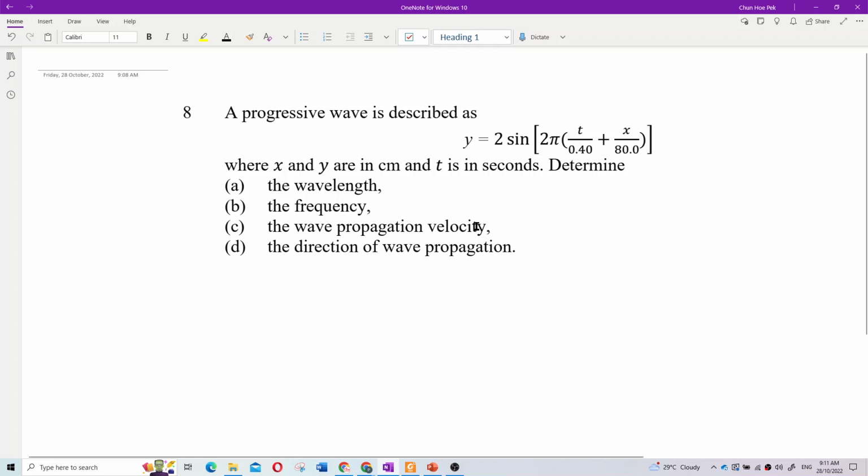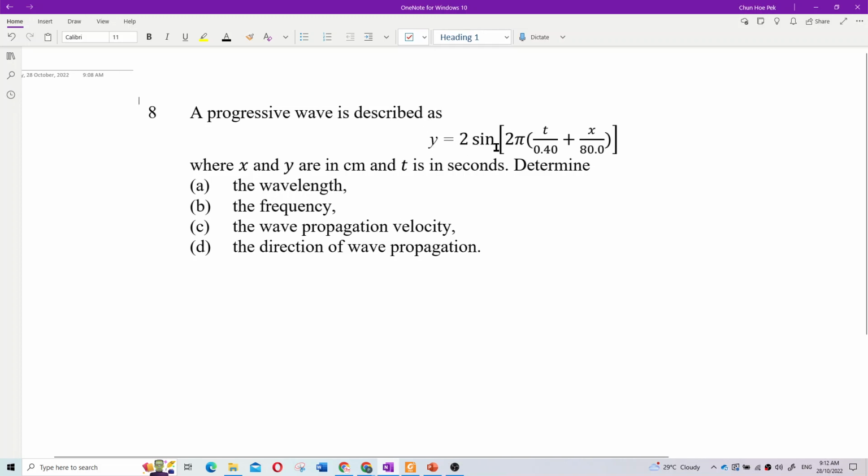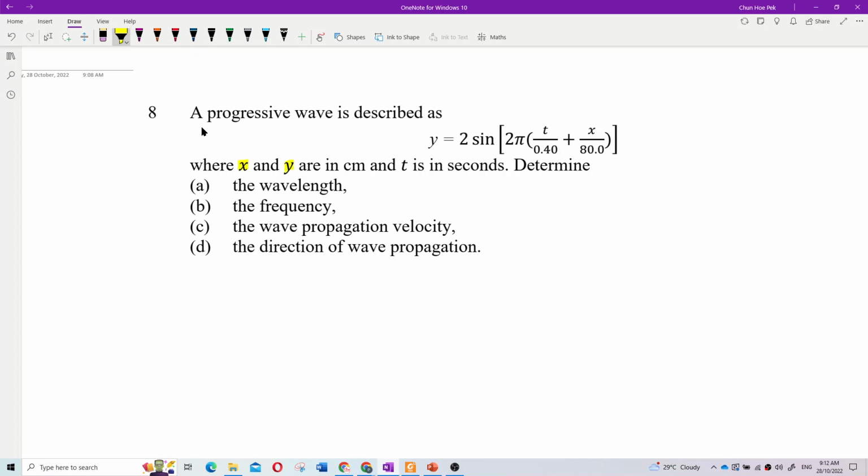Okay, it's recording. A progressive wave is described as y equals 2 sine 2 pi, this equation, yeah? Where x and y are in centimeters and time is in seconds. Determine the wavelength, frequency, wave propagation velocity, and direction of wave propagation. What I want you to pay attention to is this part: he says x and y in centimeter. This is about units. Very important things.